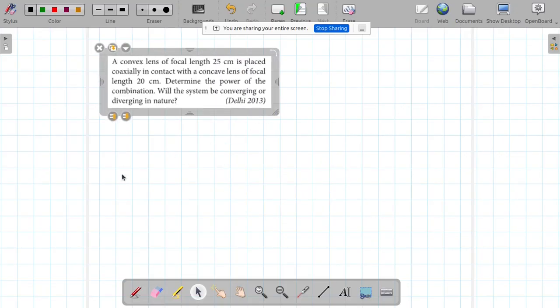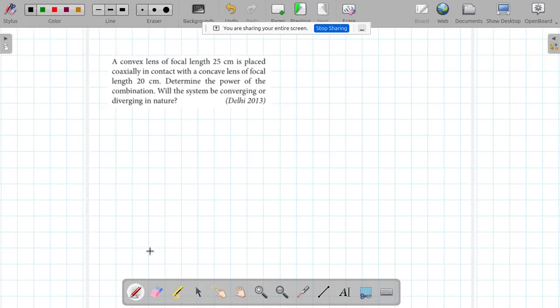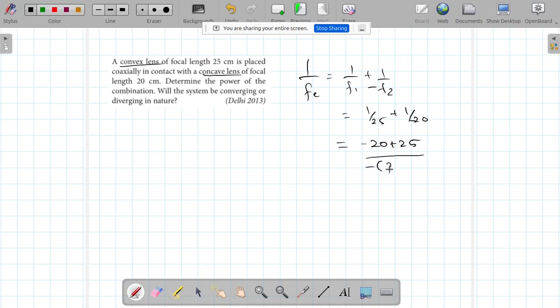So instead of P1 plus P2, 1 by F effective equals 1 by F1 plus 1 by F2. So the value is 1 by 25 plus 1 by 20. One is a convex lens, and the other is a concave lens, therefore one is minus. So minus 20 plus 25, divided by negative of 20 into 25. It is 5.